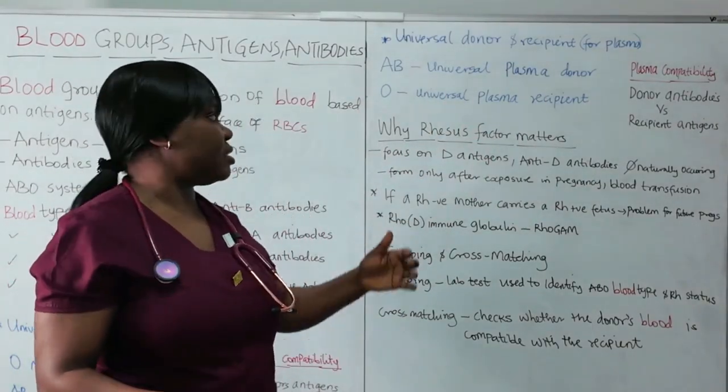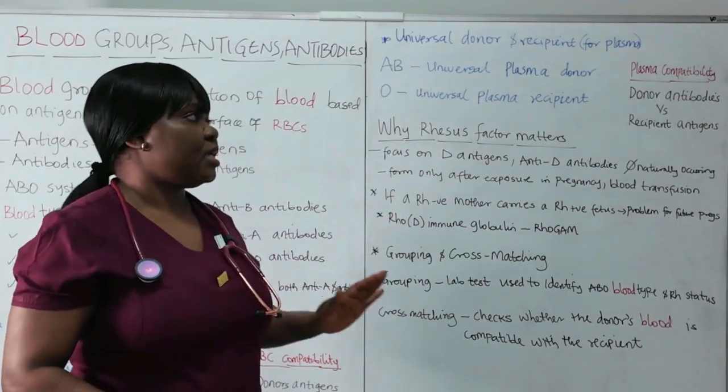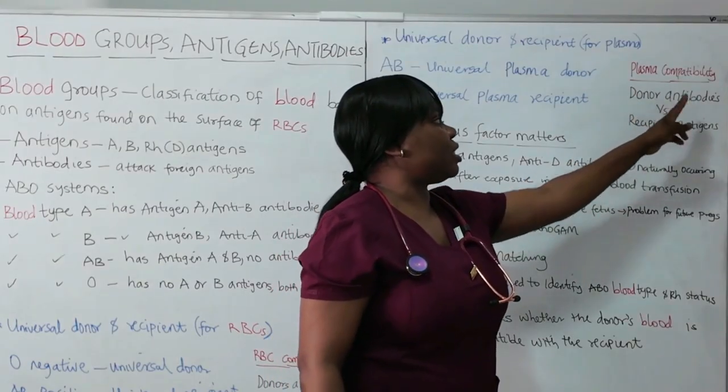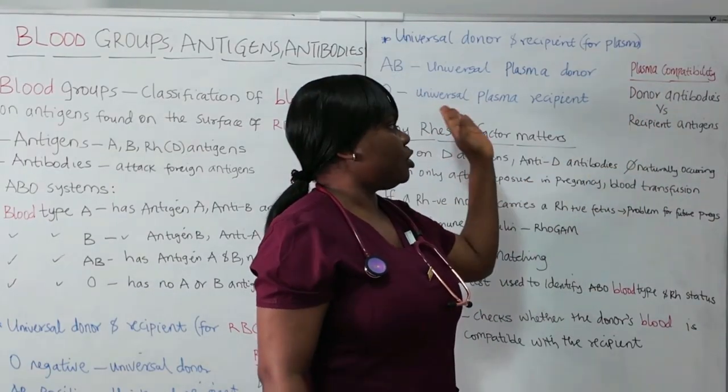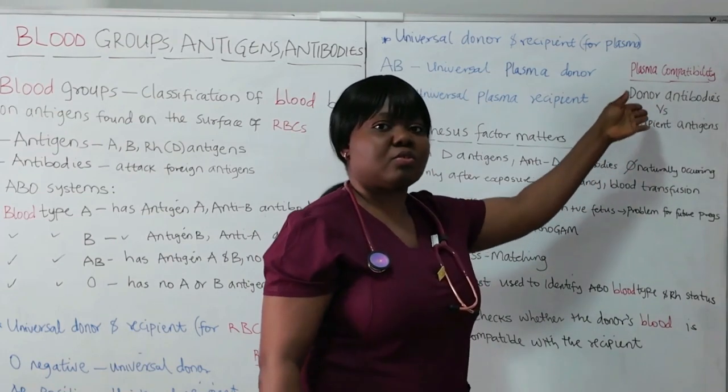So what we mean by that is that O, remember O means there is no antigen at all present. So that means when we look at the plasma compatibility, we're only looking at donor's antibodies versus recipient antigen. The O here, which is the recipient, does not have any antigen, so there will be nothing to fight.